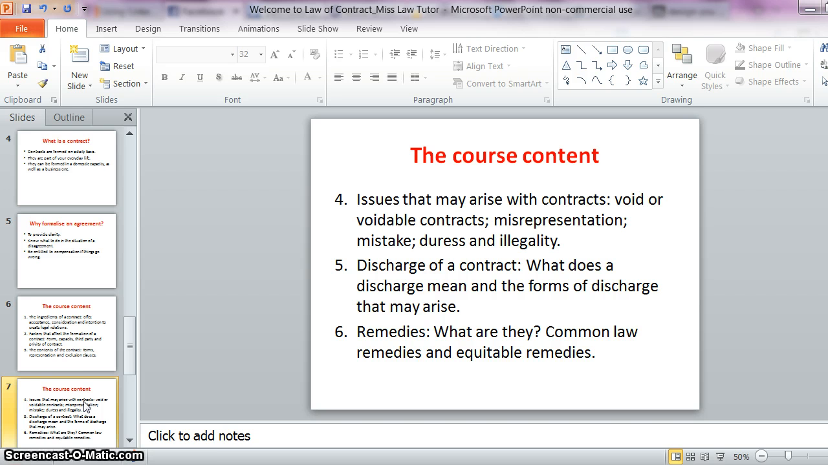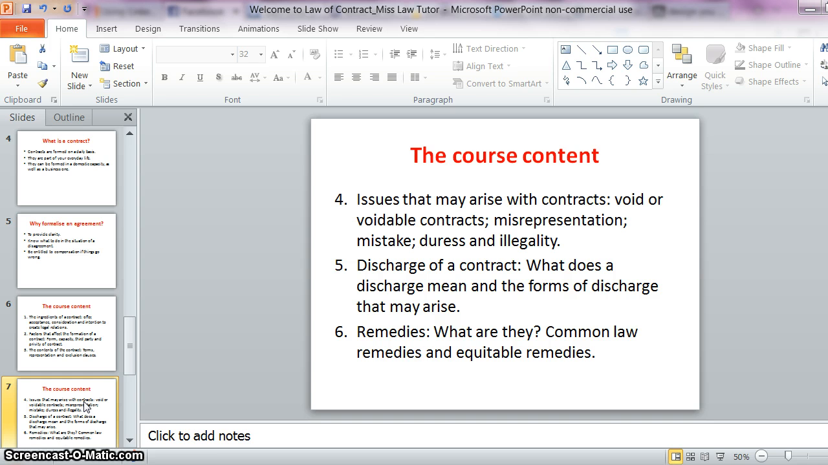And then section 5 is discharge of a contract. To give you a little teaser of what a discharge of a contract is, it's linked to when a contract has been completed. And so I may have answered a question, which I said, what does a discharge mean? And the forms of discharge that may arise. So you've got different ways of how a contract could be discharged.